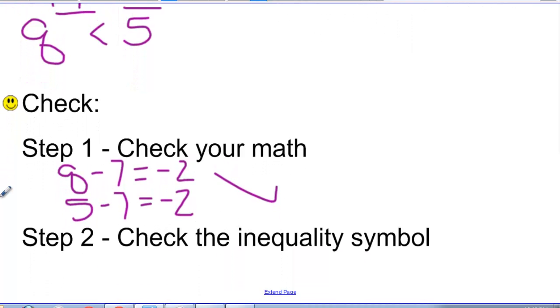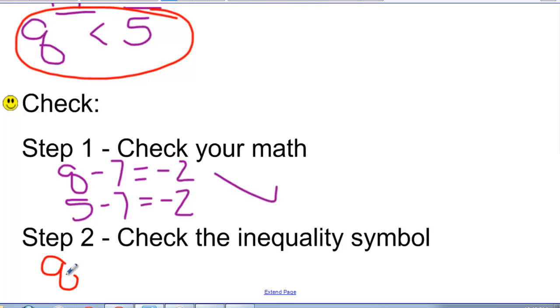The second step that I'm going to do is check my inequality symbol. So what I want to do then is look at my solution that I wrote. So here's my solution that I wrote. I want to pick a number that is less than 5, substitute it back into the original inequality, and make sure that I get something that's true. So my original inequality, Q minus 7, is less than -2. Okay, so now pick a number less than 5. Okay, how about 0? So let's try 0 minus 7 and see if that is in fact less than -2.